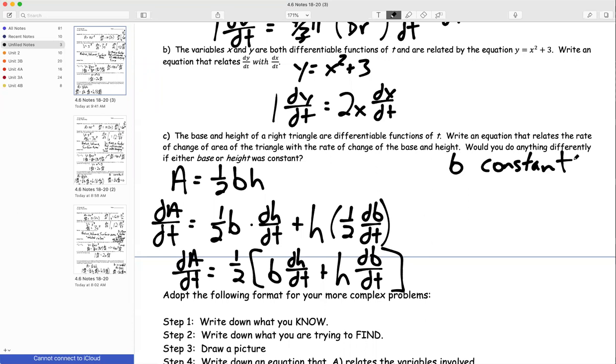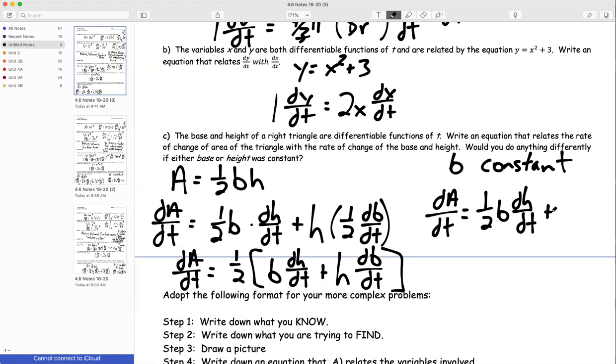So if that's the case, the derivative of the area is going to be dA/dt still. And then this first part is not going to change. I'm going to have 1/2 b times the derivative of h. And so that is going to be 1/2 b dh/dt.